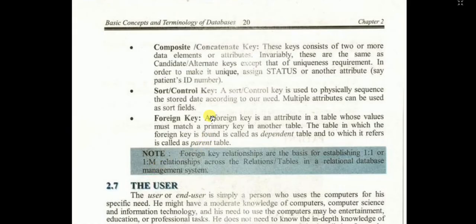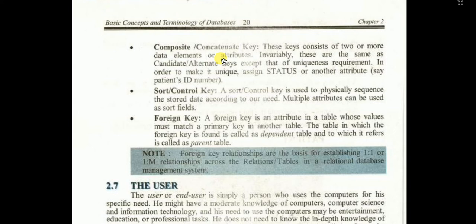And now we are going to discuss composite or concatenate keys. These keys consist of two or more data elements or attributes. Invariably, these are the same as candidate or alternate keys except for the uniqueness requirement. In order to make it unique, assign a status or another attribute, say patient ID number. Okay, what does that basically mean?